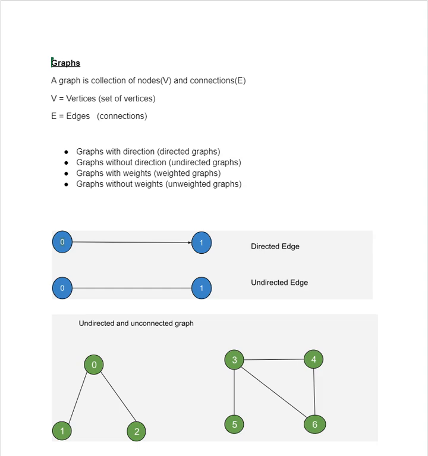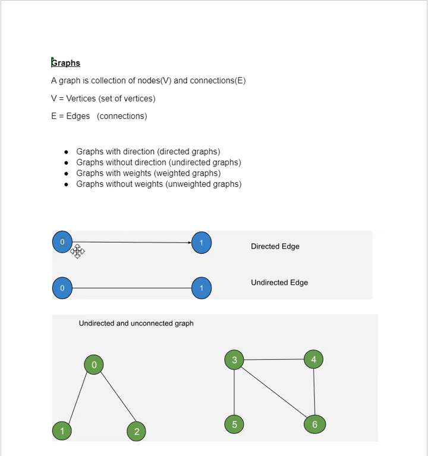Graphs in simple words is nothing but a collection of nodes and connections, or you can also say a collection of vertices and edges. So we can have different types of graphs. We can have graphs with direction, called directed graphs. We can have graphs without direction, called undirected graphs. We can have graphs with weights, called weighted graphs. We can have graphs without weights, called unweighted graphs.